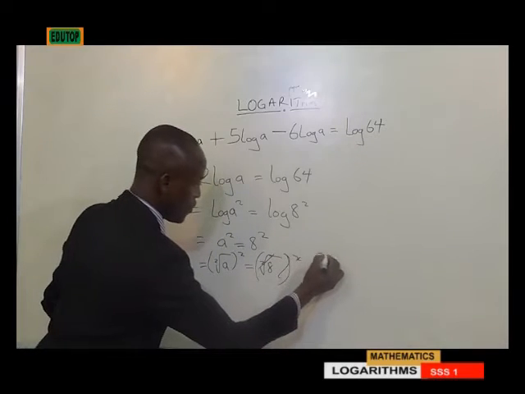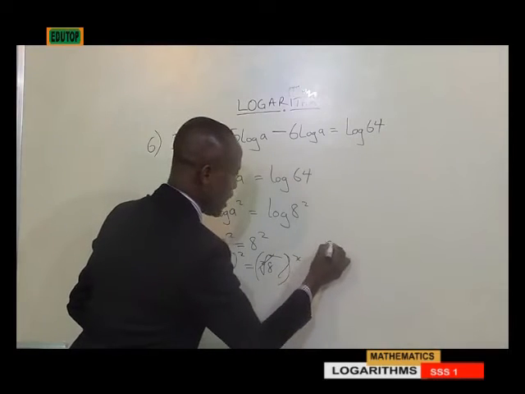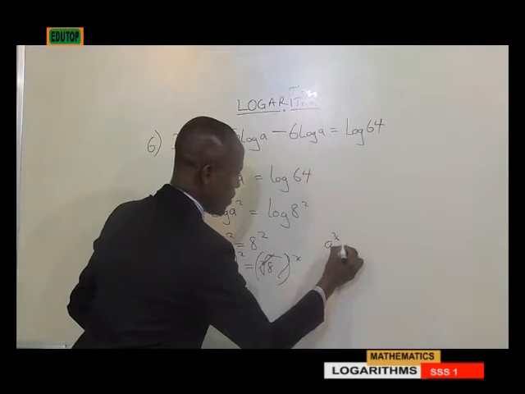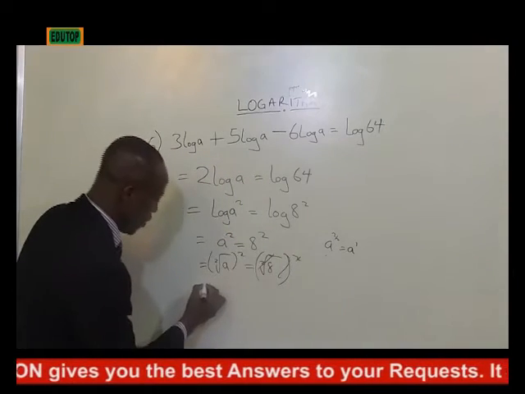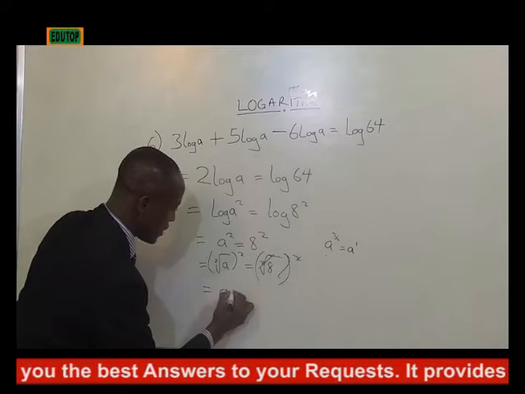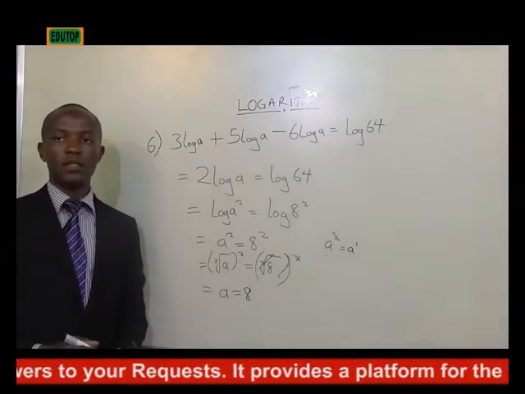It's just like 2 over 2. A number raised to a power, just like A raised to power 2 over 2, is the same thing as A raised to power 1. So what we are left with is A is equal to 8, which is our final answer.